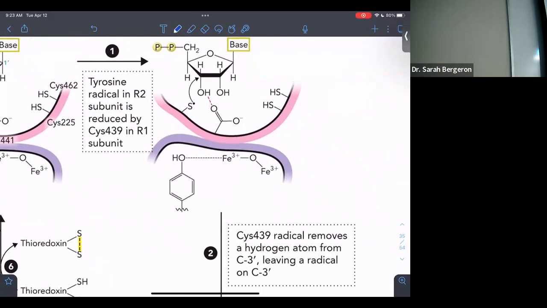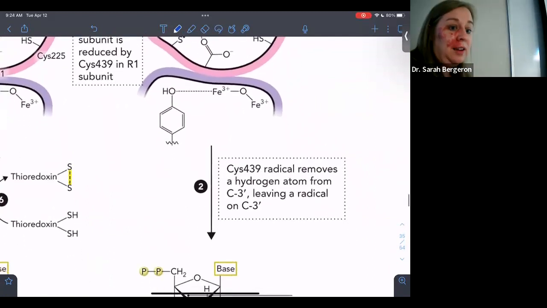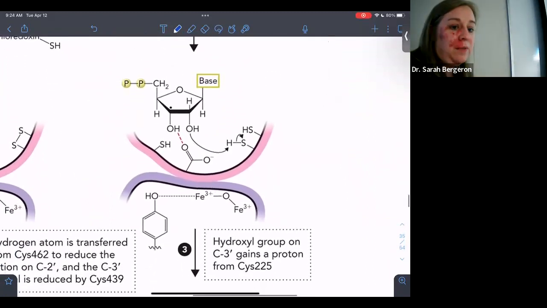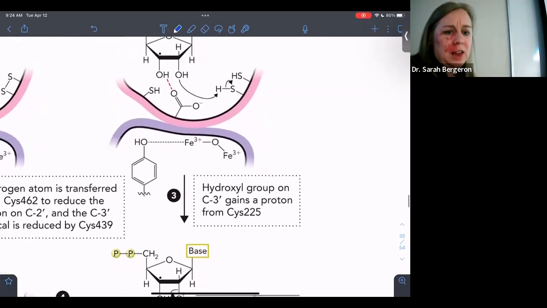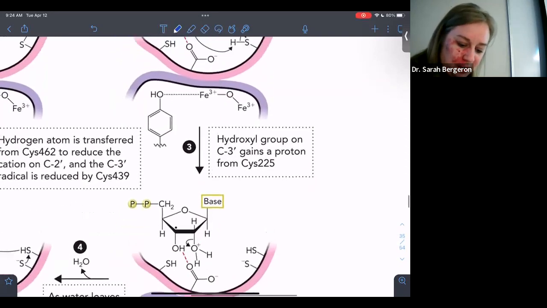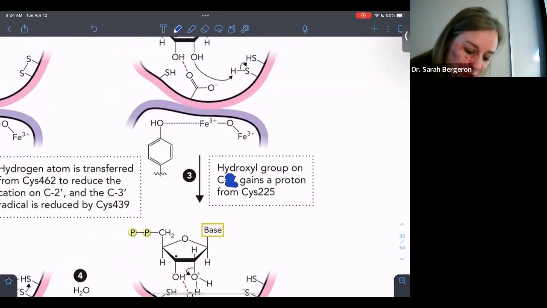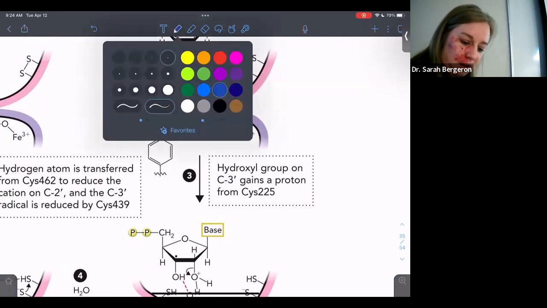When it reacts with C3, it's going to leave a radical on C3. So if we come down here, now where's the radical? On the C3, my cysteine, my sulfur on my cysteine is reduced. So I have my radical on C3. So what's going to happen with the C3 is the hydroxyl group, they did this wrong, on C2, that's insanely huge.